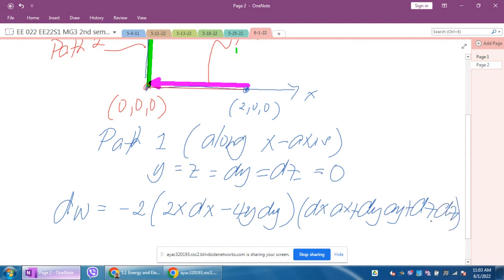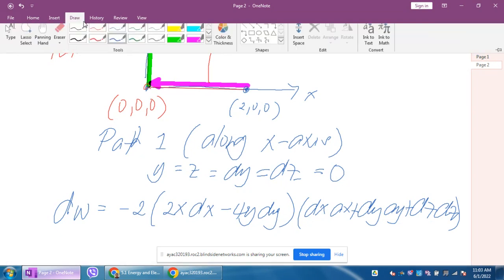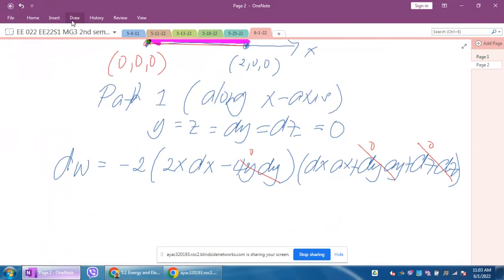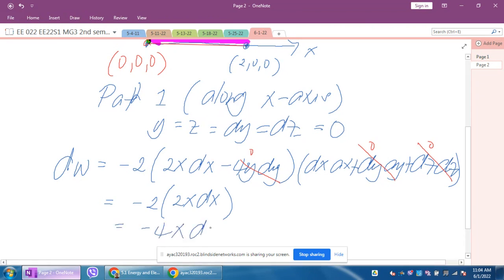So pag nasa path number 1 po ako, ito pong mga ito ay walang value. Ito, 0 na po ito kasi wala namang, ito wala na to. Ito wala na to. Ito wala na to. So ang gagamitin lang natin is puro x lang po, kasi along x po tayo. So ang mangyayari po, you have negative 2 times 2x dx. Yan na lang po yung matitira sa path number 1, which is equal to negative 4x dx.